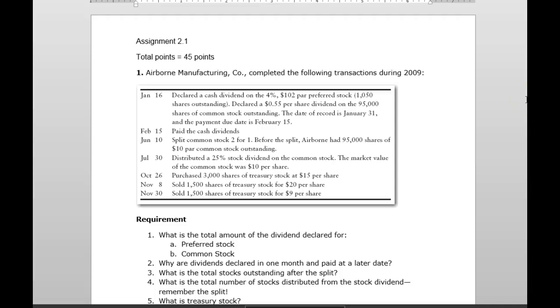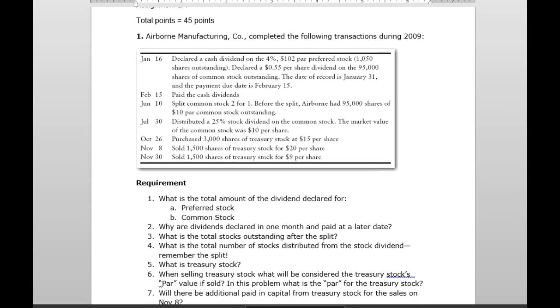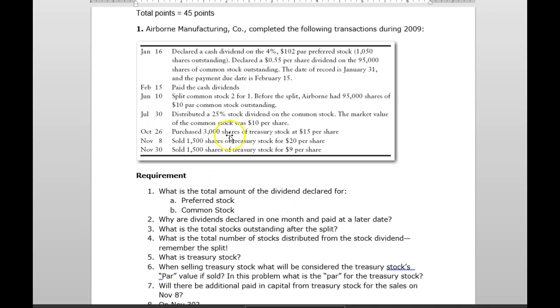Okay, let's take a run at assignment 2.1. This is kind of a fun one because you're doing a lot of calculations. First of all, these are the scenarios. And then I ask a question about each one. So the first one is, what is the total amount of dividends declared for preferred stock?